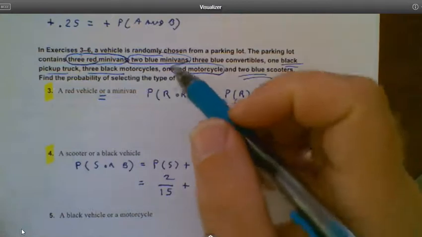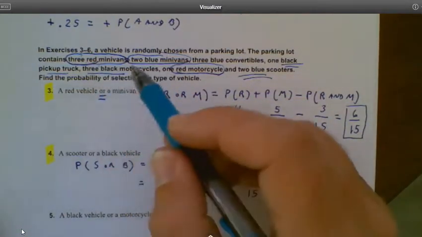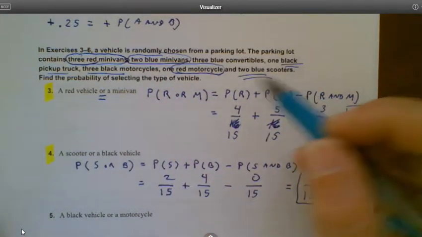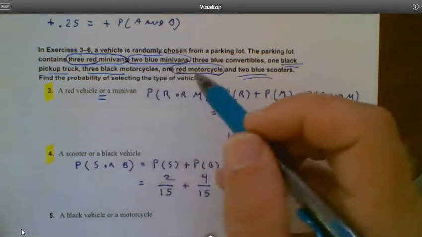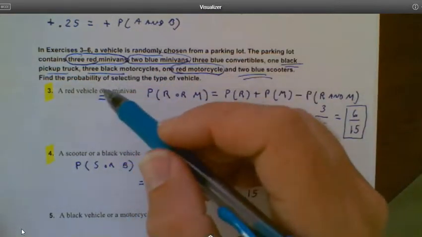So here we go. A couple things they're telling us. We got 3 red minivans, 2 blue minivans, a black pickup truck, 3 black motorcycles, and 1 red motorcycle. So we got all this stuff going on. Let's just go through what's needed for each one.